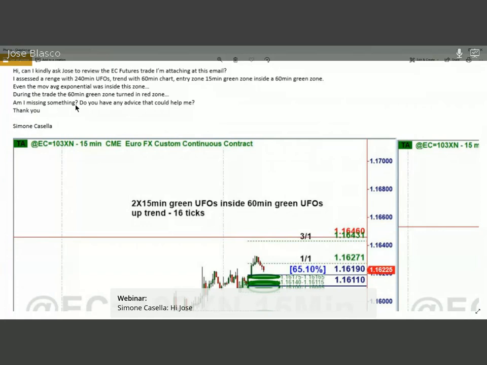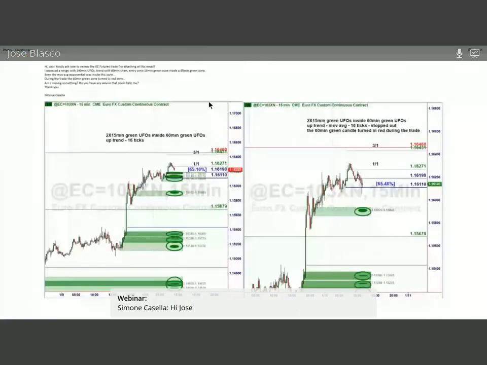Thank you. Okay, so it seems that Simone Casella planned a trade using the UFO. It was looking fine, but then the trade was executed, and the green UFO became red. The trade probably ended up as a losing trade. And the question is, did I do something wrong? Why did that happen?